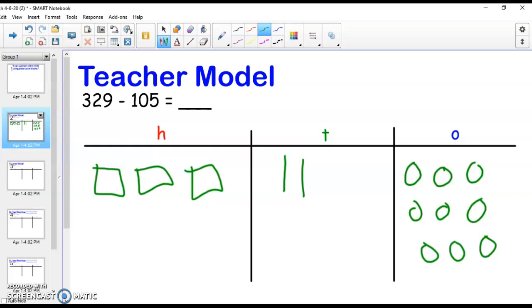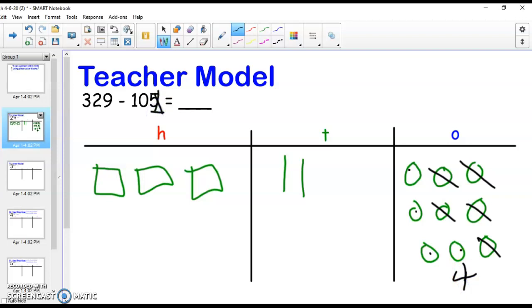Now I need to subtract 105 from 329. That means I need to take away 100, 0 10s, and 5 1s. Remember, we always start with our ones when we subtract. So let's go ahead and take away our 5 1s. 1, 2, 3, 4, 5. And when I take away 5 1s, I'm left with 4 1s.